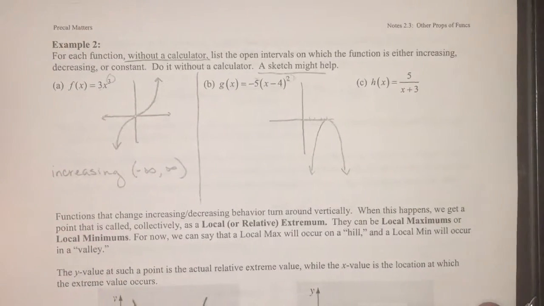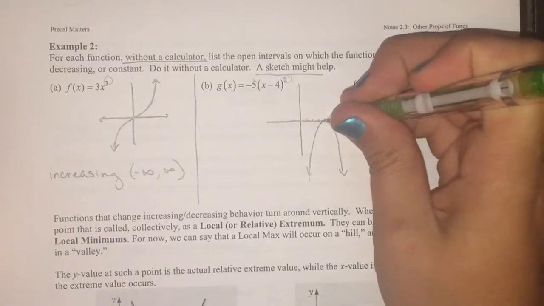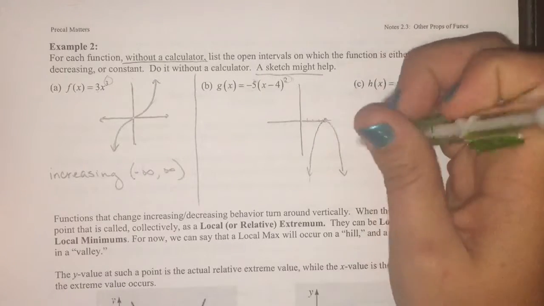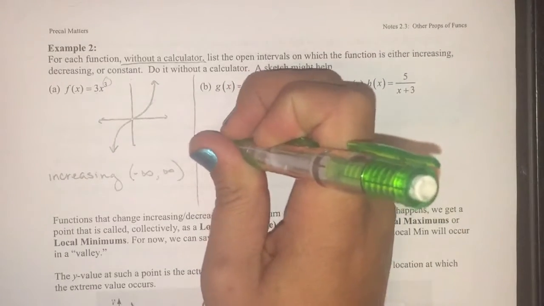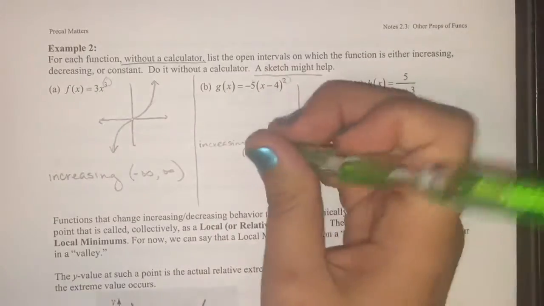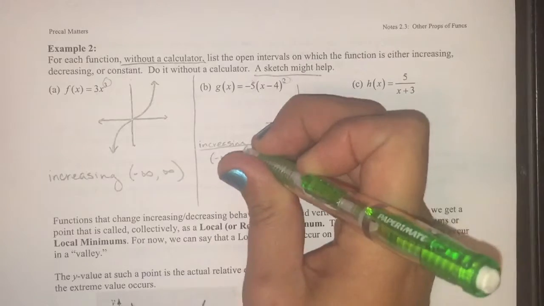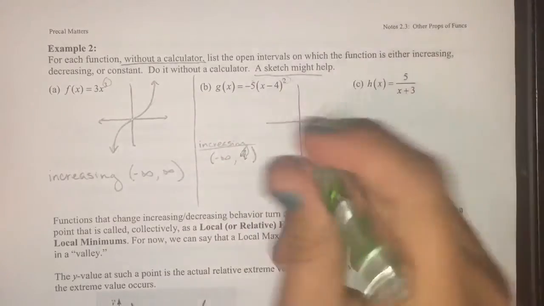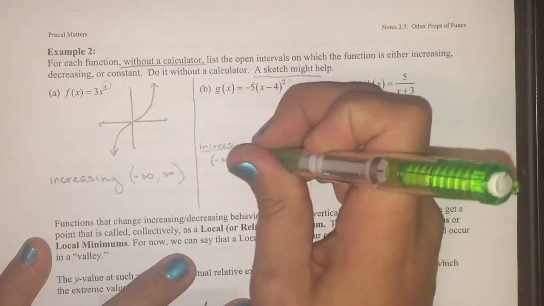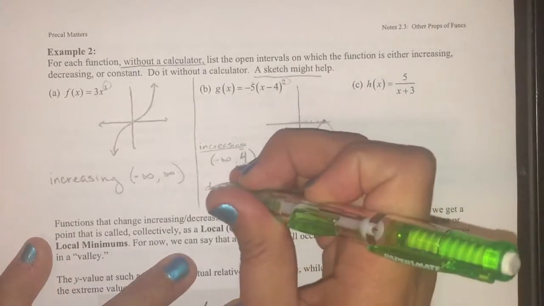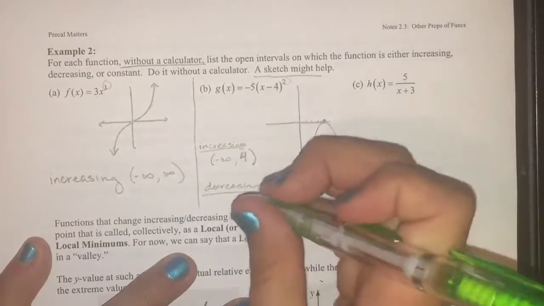Okay, so look at this function. So this function is increasing until it hits its peak right here, and then it's decreasing after that. Well, its peak is going to be at 4. So this function is increasing, and I'm going to put it underneath it because I just don't have space, from negative infinity to 4, and then it's decreasing from 4 to infinity.